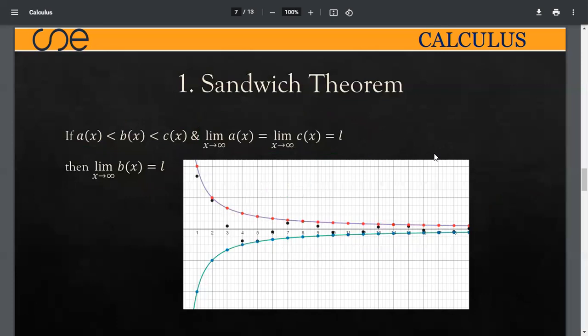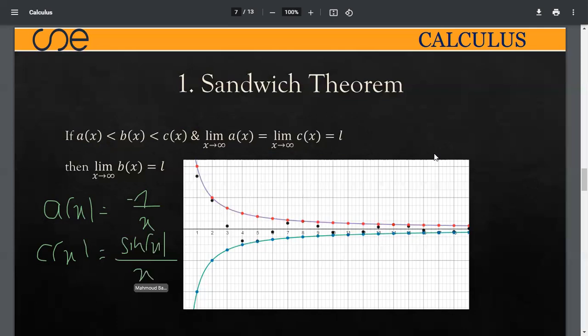So in this case, for example, you can try it. I took the function sine of x over x. We know that sine of x is bounded between -1 and +1. So the whole fraction is bounded between -1 over x and 1 over x. So I have my a of x equal to -1 over x, I have my b of x equal to sine x over x, and I have my c of x equal to 1 over x.